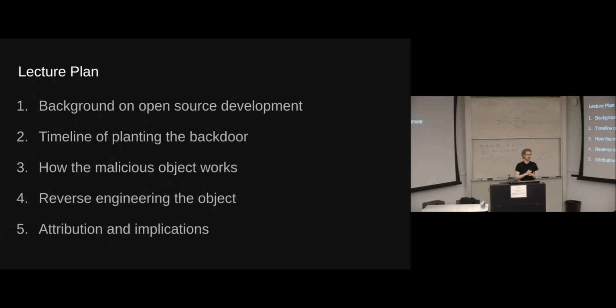Then I'll talk about a timeline of how the backdoor was planted. Because it was open source, we can actually see the full timeline of how it was inserted and how the attackers got their malicious code in place. The next two sections are the technical details: how it actually works, and how we figure out how it works, which is via reverse engineering. At the very end, I'll talk a little bit about attribution, who we think might have actually done this attack, and also the greater implications for open source and for cybersecurity as a whole.